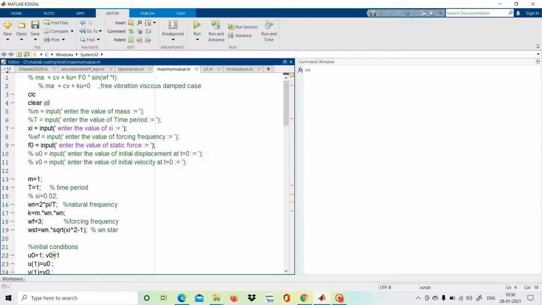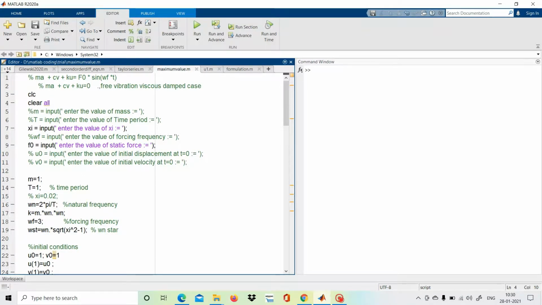Okay, so the solution for m u double dot plus c u dot plus k u equals f naught sine omega f t. For the homogeneous case, we know the right-hand side would be 0. So we have solved first for the right-hand side 0, the homogeneous case, and then we will solve for the right-hand side as the forcing function. Here we have denoted the forcing frequency with omega f, and omega n as the natural frequency.